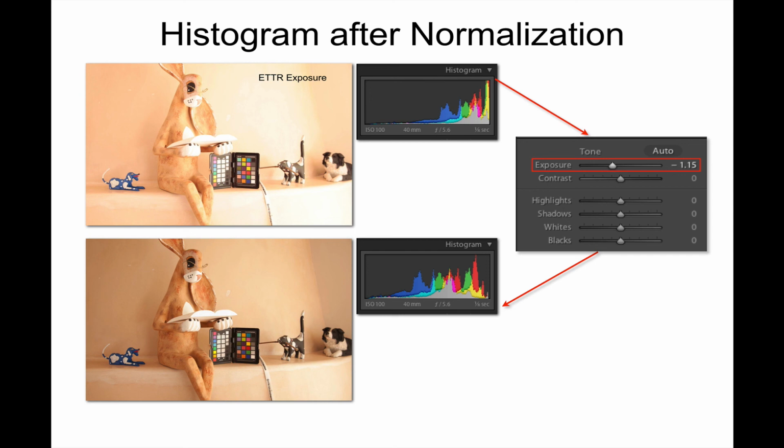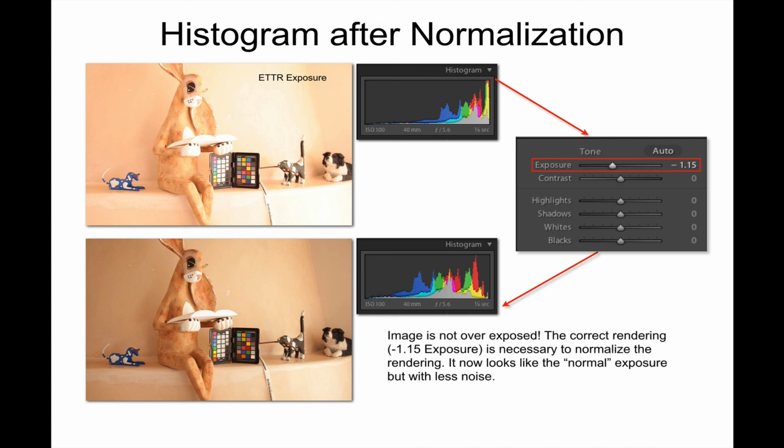So normalization is simply the idea of altering the controls within the raw converter to produce a good histogram. And in this particular case, I didn't blow out any highlights that I wish to retain. The initial rendering looks "overexposed," but it really isn't. And the net result is much better image data.